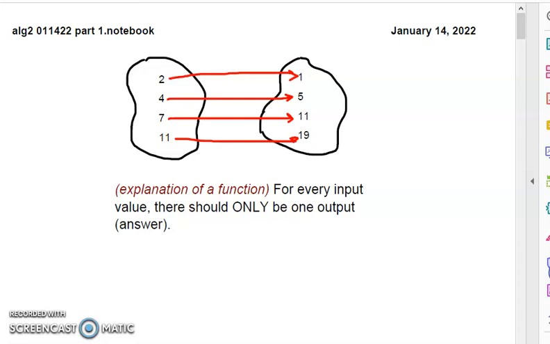Now, there are different ways we can illustrate whether something's a function or not. One way is called a mapping, which is being shown here on the video. This is not in your handout, but this is the first one. So for 2, I get one answer, which is 1; 4, 7, 11. Each of those gets exactly one answer. So this would be an example of a function.